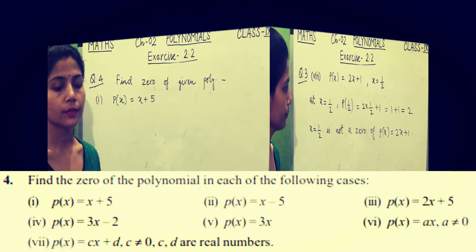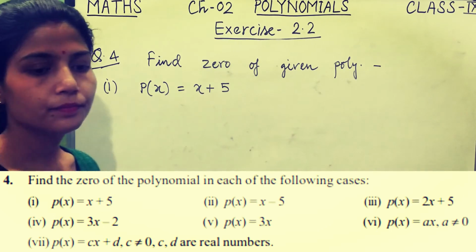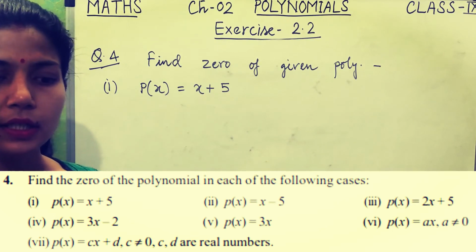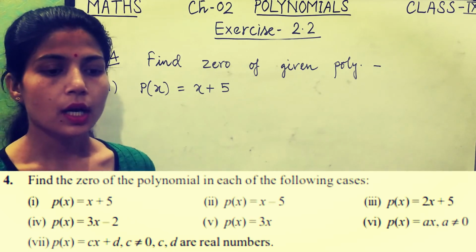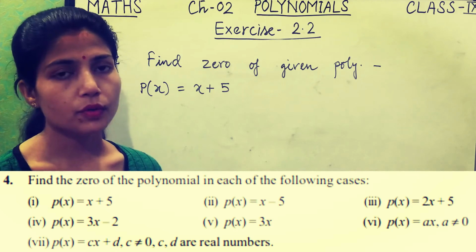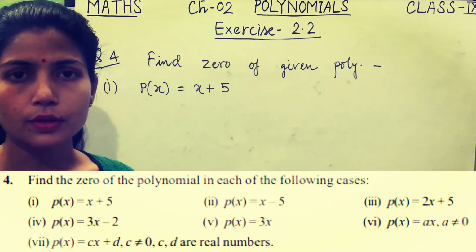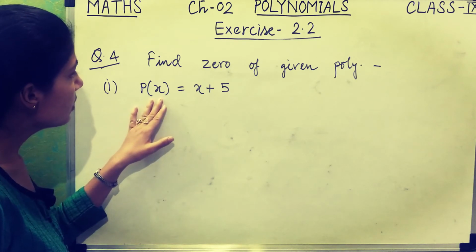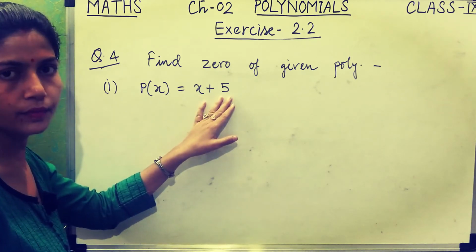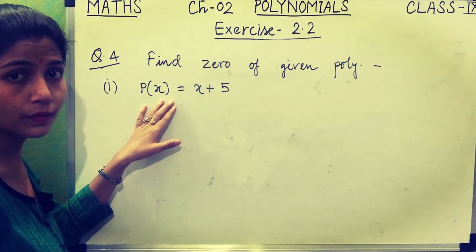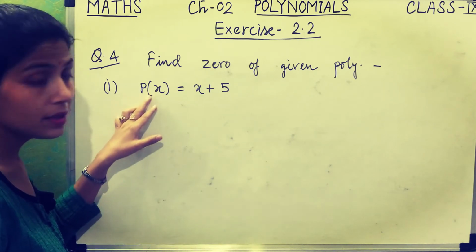Okay. Now question number 4. Find the 0 of the polynomial in each of the following cases. Here you are given polynomials and you have to find their zeros. Okay. So the first part is the polynomial x plus 5. Now here you have to find its 0.